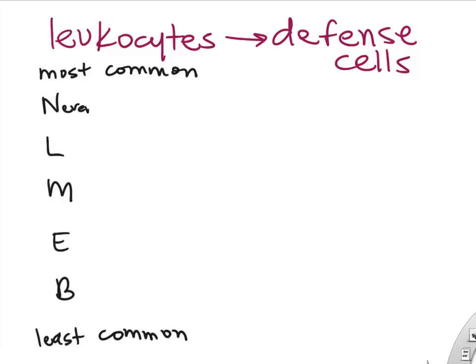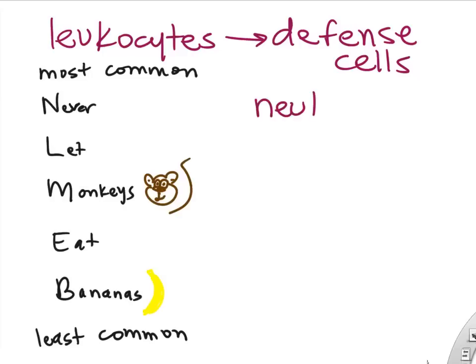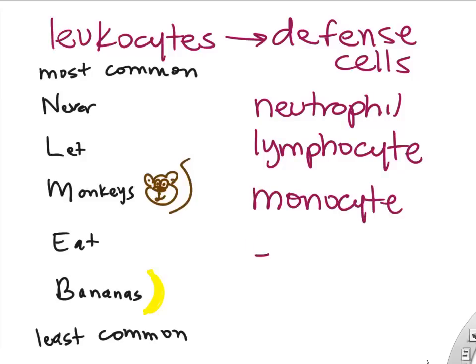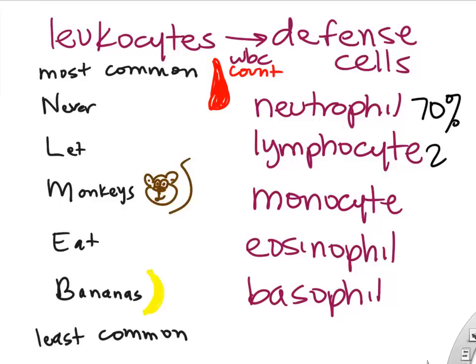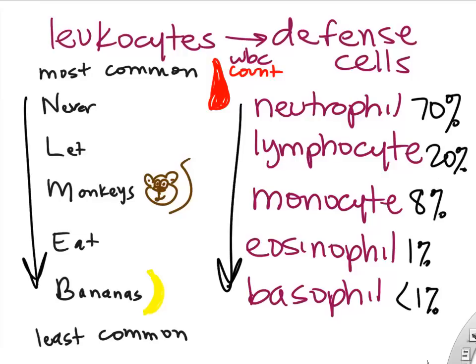If you want to remember the most common to least common leukocytes, if you did a blood cell count, it's never let monkeys eat bananas. So neutrophil, lymphocyte, monocyte, eosinophil, basophil. So if you were to do a white blood cell count, you'd expect mostly neutrophils, lots of lymphocytes, and then less monocytes and rarely eosinophils and basophils.